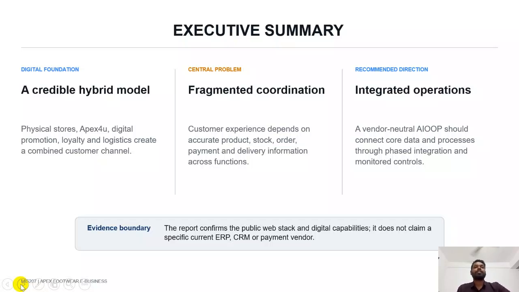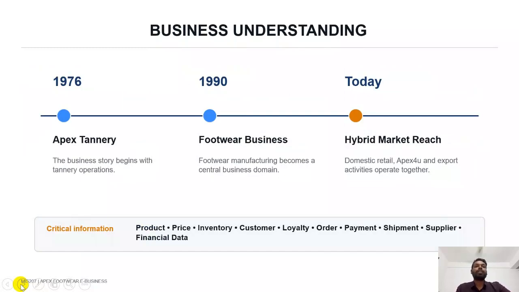Next, the business understanding. Now, let's look at Apex itself. Apex's business history goes back to 1976 when Apex Tannery began operations. Then in 1999, Apex entered into the footwear business. Today, Apex operates across several connected areas. These include domestic retail, online commerce through Apex for You, manufacturing and international export activities.